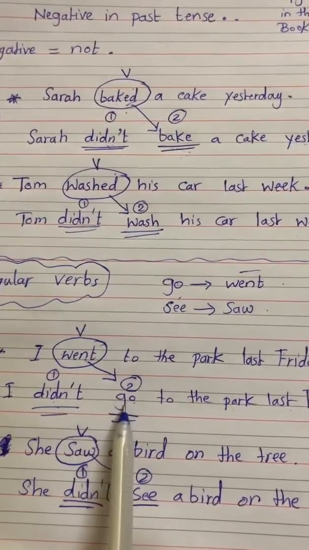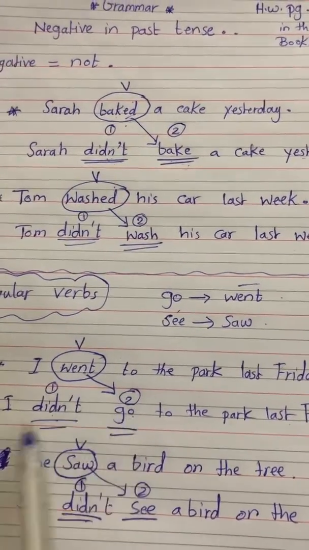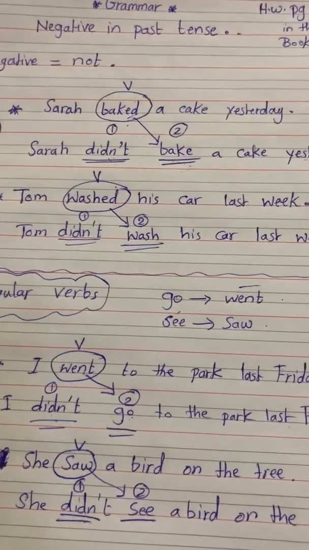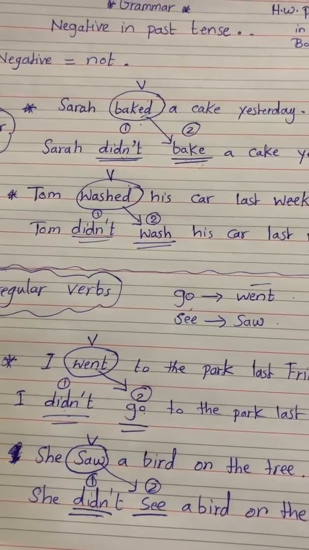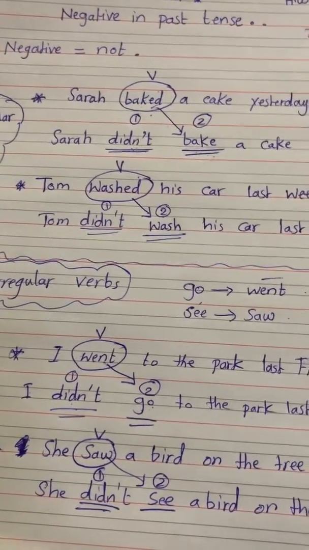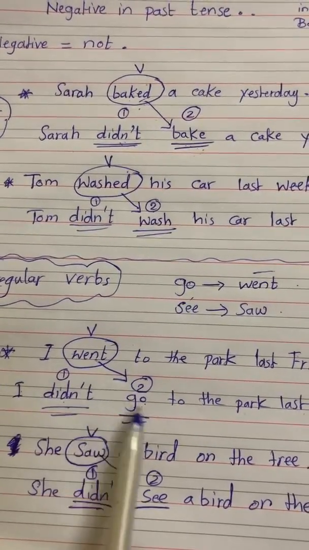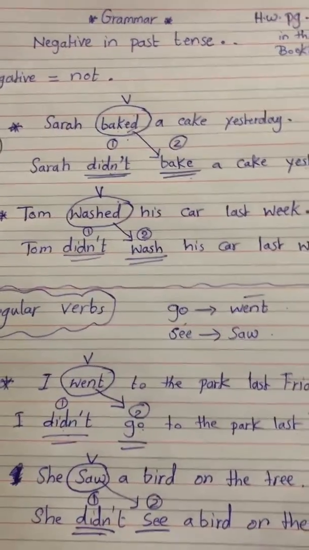Why can I not write went here? Because didn't and went are in the past tense. So I cannot put two verbs in the past tense in the same sentence or after each other. It will be a very big mistake. I cannot say I didn't went to the park last Friday. No, it's a very big mistake.